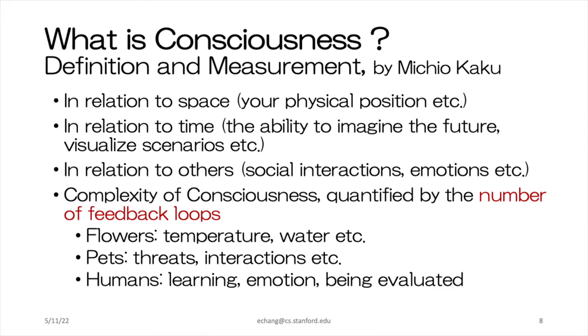And if you look at our pets, these are typically mammals, and they will react to threats, and they have interactions with humans and other animals. And for human beings, we have a lot of sensors or feedback loops, and we do learning. For example, in learning, a teacher will provide feedback, and we have emotions in reaction to other people, and other people would also provide their feedback. We are constantly being evaluated in this society.